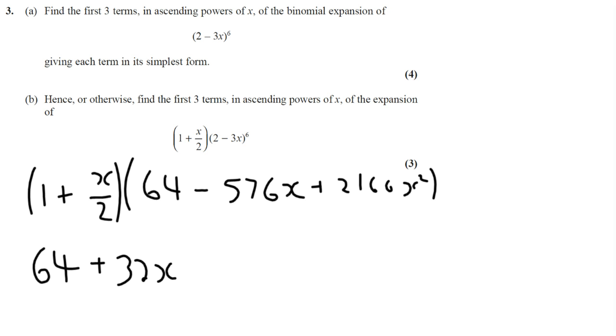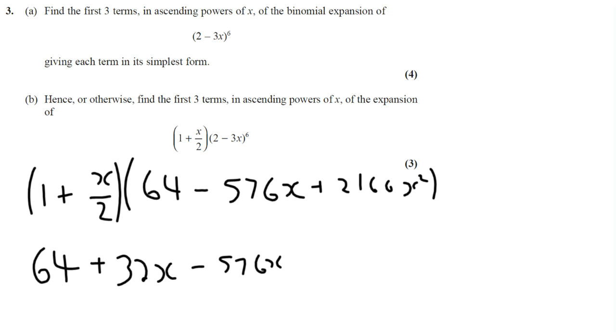And then we're going to do the 1 times the minus 576x. Then you do x over 2 multiplied by the minus 576x as well. You don't have to do it in this order. You could do 1 times everything in the second bracket. You could then do x over 2 times everything in the second bracket. Whichever way you find easiest. The way I'm doing it is just to multiply by the first term in the second bracket, multiply everything in the first bracket by the second term in the second bracket, and so on.